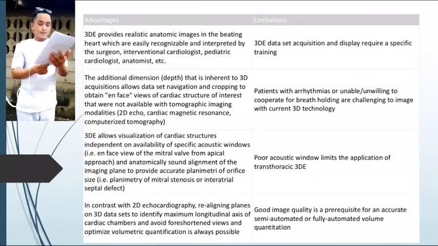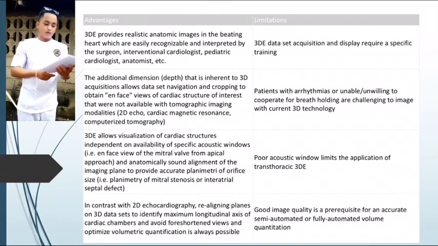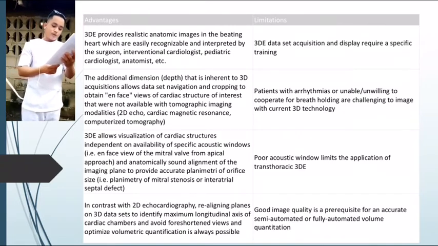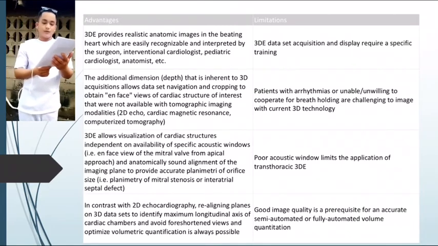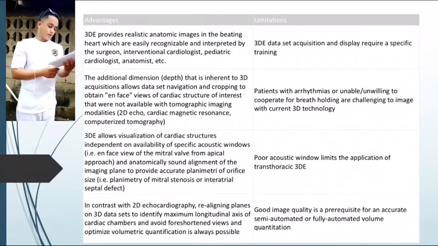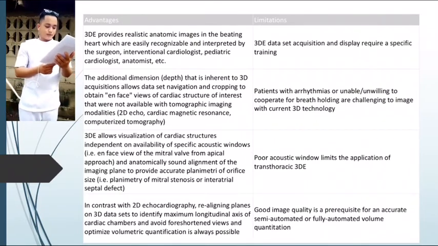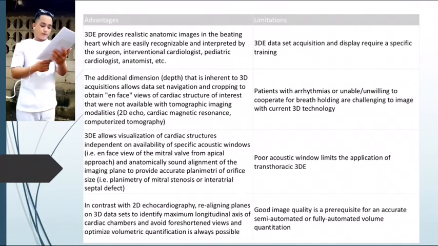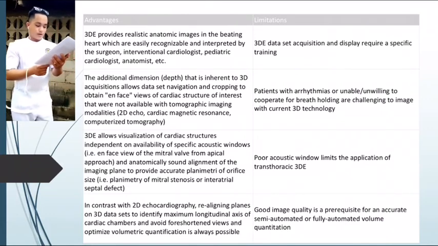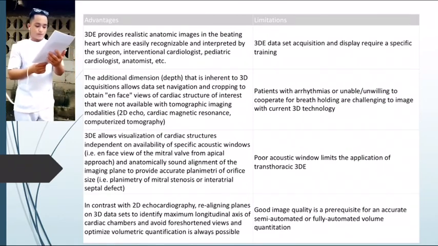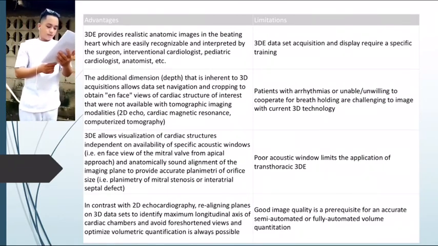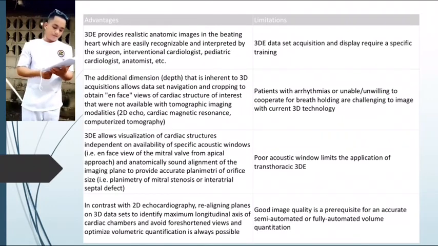interatrial septal defect. Limitations. Poor acoustic windows limit the applications of transthoracic 3D. So, advantages na po. In contrast with 2D echocardiography, realigning planes on 3D datasets to identify the maximum longitudinal axis of cardiac chambers, avoid foreshortened views, and optimize volumetric quantifications is always possible.